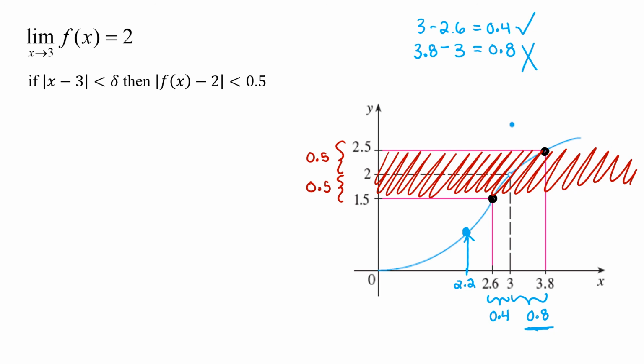So when you're forced to choose between two deltas, you want to make sure you're always choosing the smaller delta. So the delta in this case that guarantees that we fall within our error bound is 0.4.